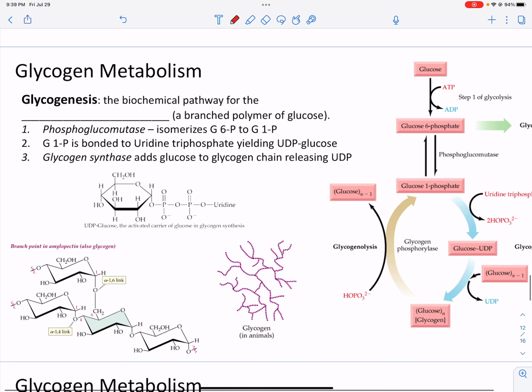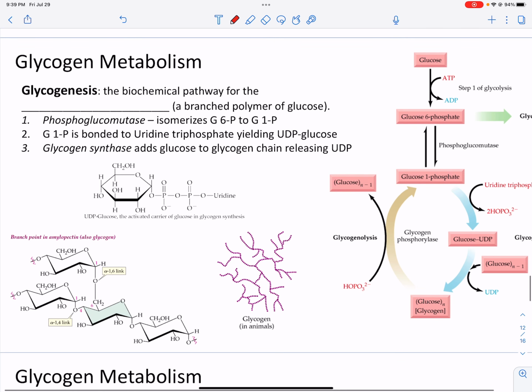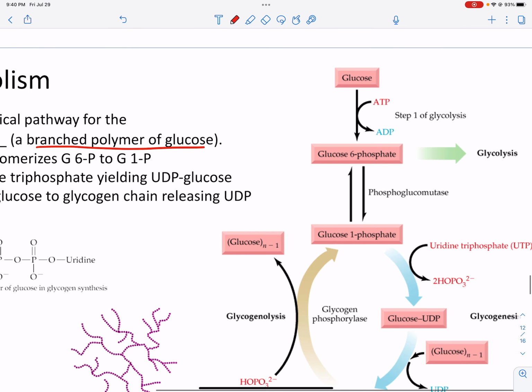So glycogenesis is the biochemical pathway for the synthesis, or the formation, of glycogen. And what is glycogen again? It is a branched polymer of glucose. It is how the body stores glucose. So there's some important enzymes in this pathway, and any name you see that's italicized is going to be an enzyme here. But I want to start up here with glucose. We'll get to those enzymes in a minute.